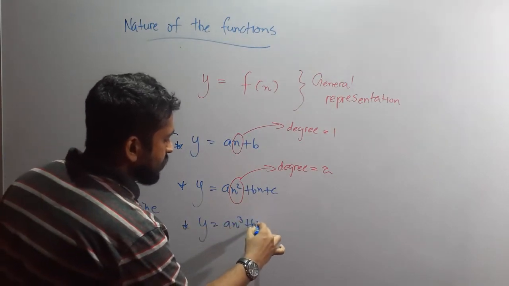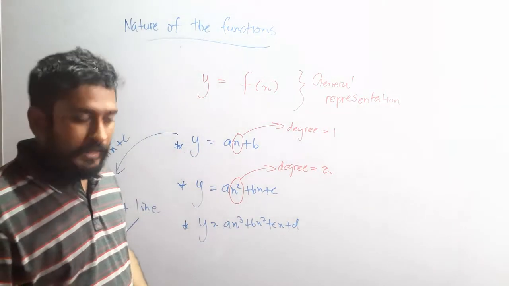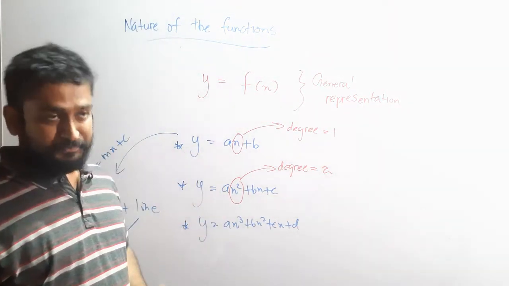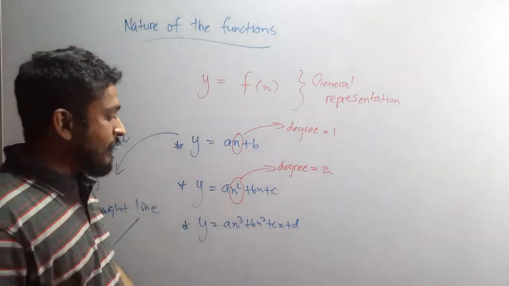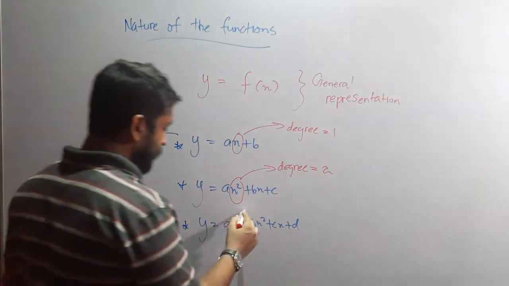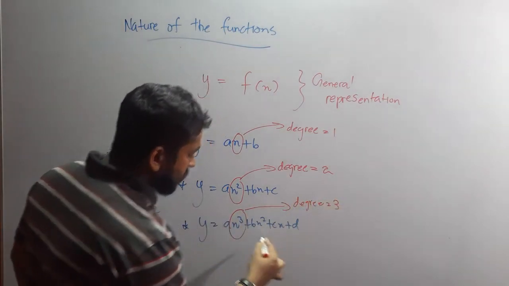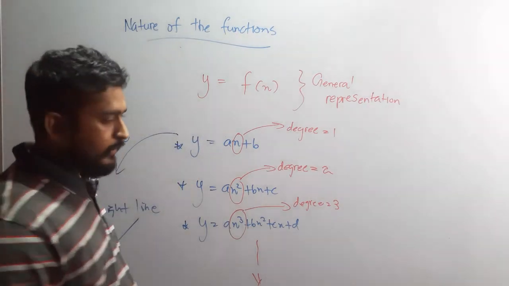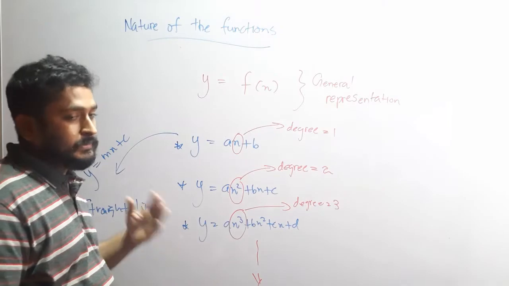ax cubed plus bx squared plus cx plus d. What is the degree? Even if there are three x terms, the highest power matters for the degree, and the highest power is 3. So the degree is 3. Likewise, I can continue. I am stopping here. This is to represent.